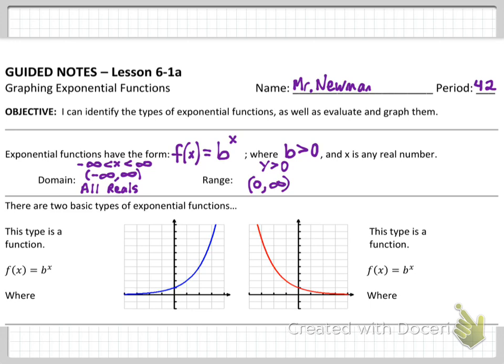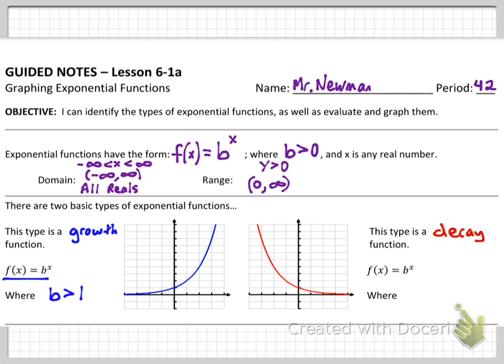Alright, I have for you graphed here the two types of exponential functions. The first one is called a growth function. That's because as you go to the right, it's getting bigger. And the way you can tell a growth function from the equation is that when f of x equals b to the x, b is greater than 1. If b is a number bigger than 1, that means you're multiplying by a number bigger than 1 every time, and that is going to make the number bigger.